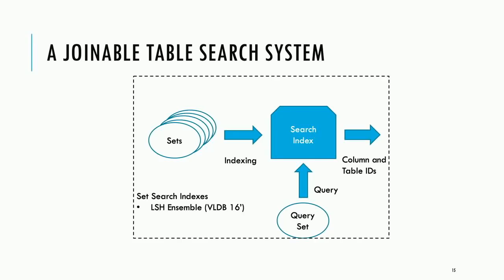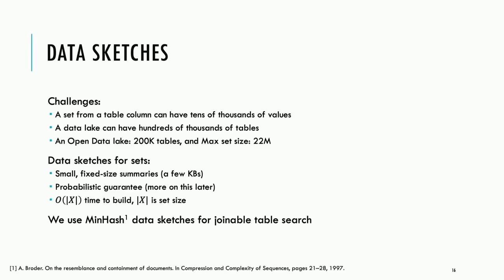Okay. So the demo that you saw was using LSH Ensemble. And I want to start with this one first. So when we talk about indexing the data lake, what are the challenges? A data lake can have lots of very big tables, as we talked about before, and that leads to the sets being very large. The largest set has 22 million different values. On another dimension, a data lake can have hundreds of thousands of tables. So we're talking about a lot of sets, right? How do we deal with this type of scale?